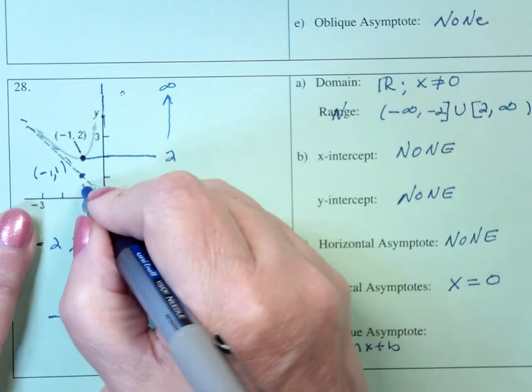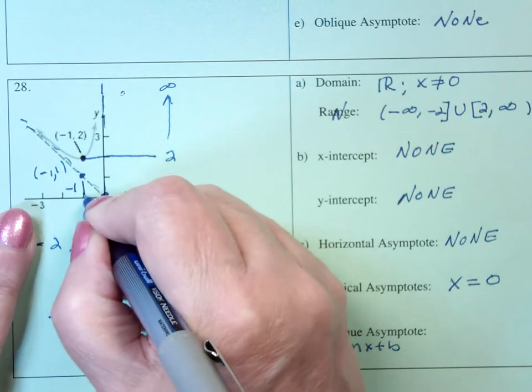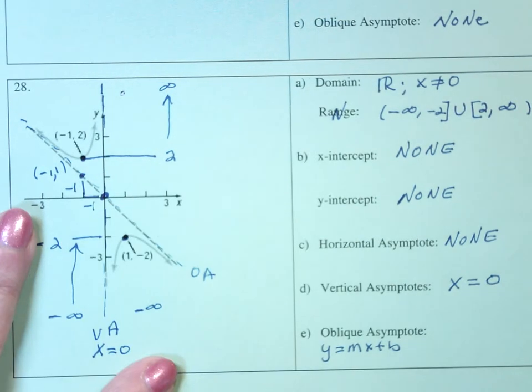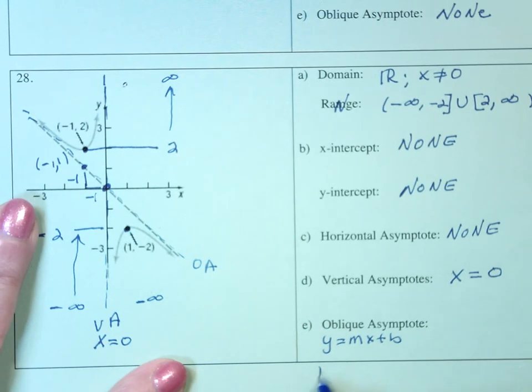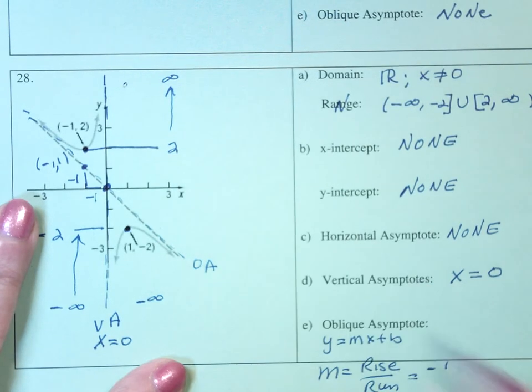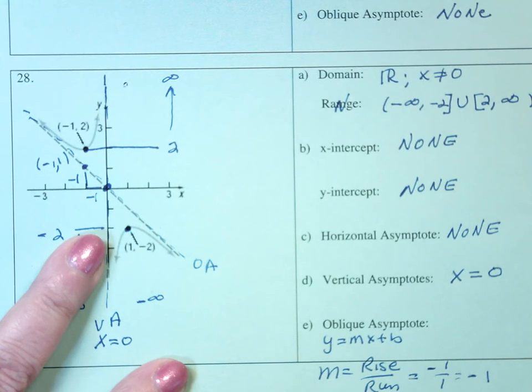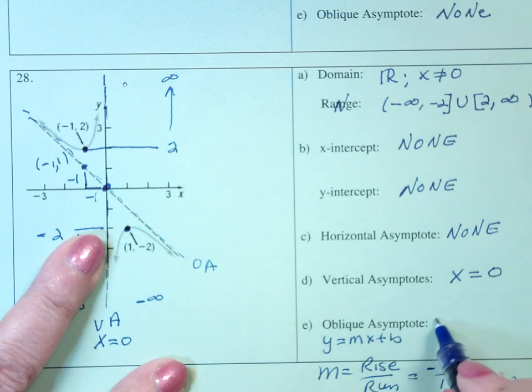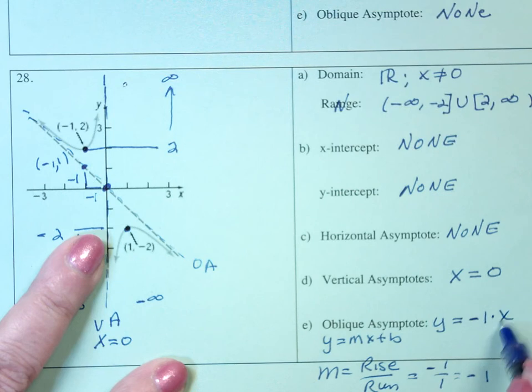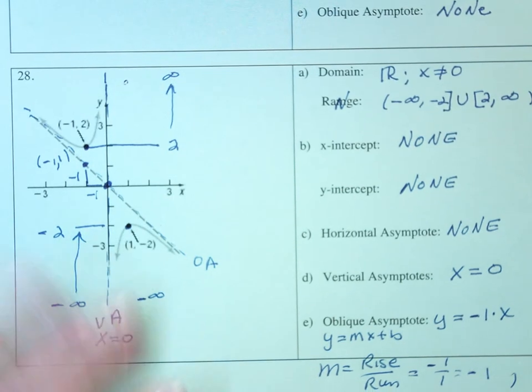Now what's the slope of the line? I'm going to go down 1 and over 1. So if I want to find the slope, it's rise over run, which is negative 1 over 1, or negative 1. And it goes through the origin, so that's where it crosses the y-axis, and b is 0. So it's y equals m, which is negative 1, times x, plus 0. So it's y equals negative x.